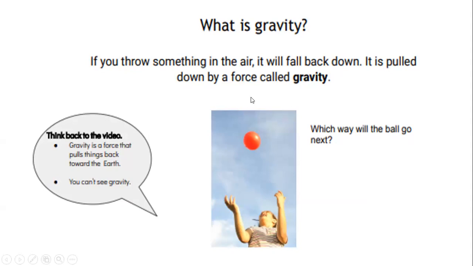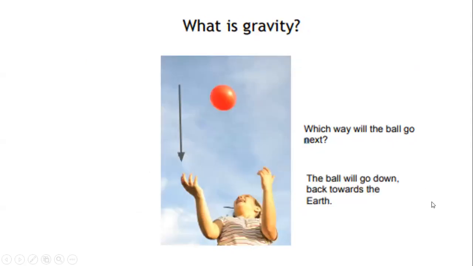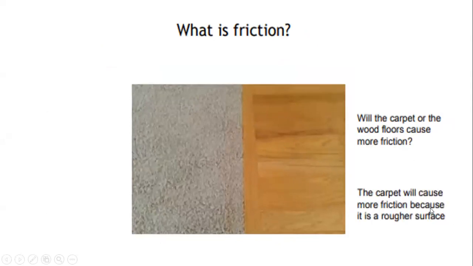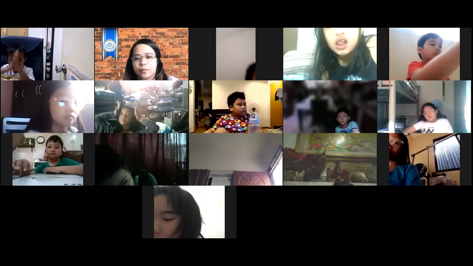So as we have discussed, what is gravity? If you throw something in the air, it will fall back down. It is pulled down by a force called gravity. If you throw the ball, it will always go back down. And what is friction? Two surfaces rubbing together creates a force called friction. If you rub it together, it will create a force. Okay, so that's it for the science.